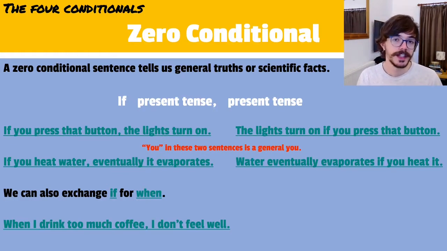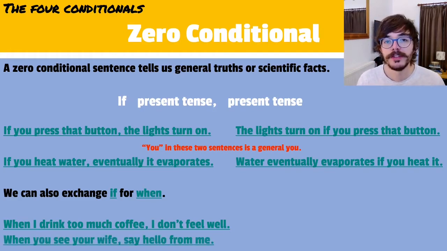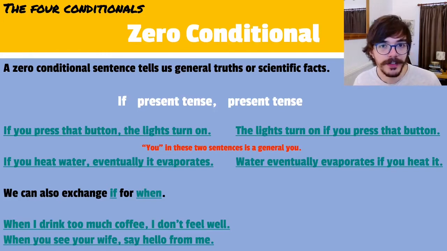So this sentence, when you see your wife, say hello from me. In this sentence, we should say when, because I'm saying to my friend, well, when you see your wife, say hello from me to your wife. And my friend is leaving. My friend is going to his house where his wife lives. So I expect that he will see his wife. So I can say when. If I say if, it suggests that I don't think he will see his wife, which maybe would be strange.